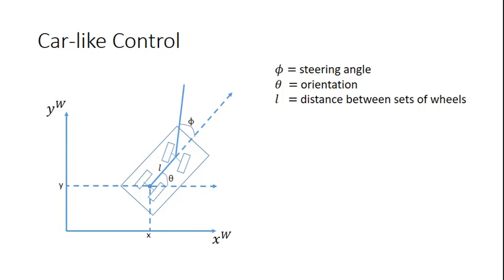First, let's talk about this model of a carlike robot. I have a really basic carlike robot here. Carlike robots have two sets of wheels that are connected.